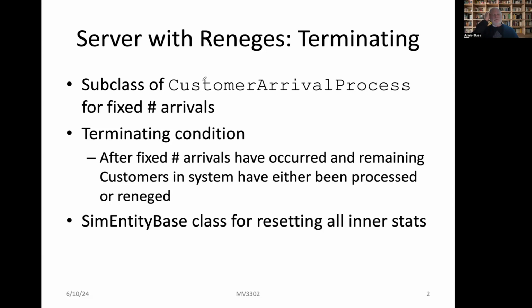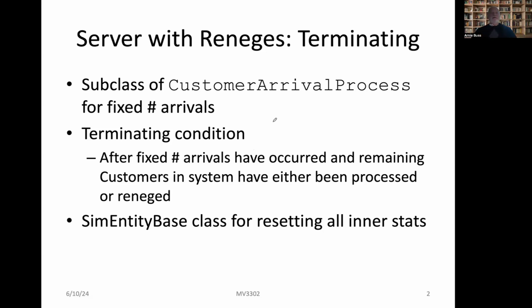So the rule, the terminating condition, is that after a fixed number of potential arrivals have occurred, and whatever remaining customers in the system have either been processed or reneged, then that's going to be the terminating condition. Now, we don't have that so far, well, we do now, but up until I wrote the little subclass of the customer arrival process, there wasn't a way to have that rule.